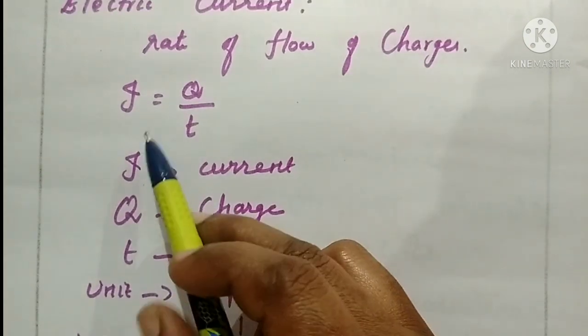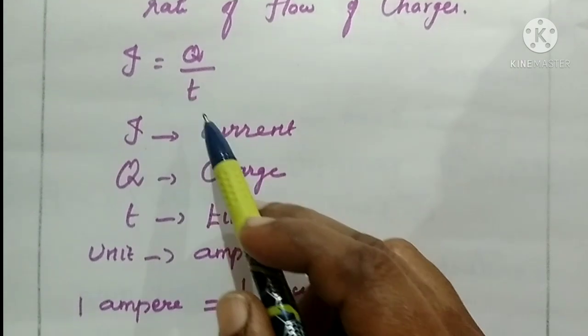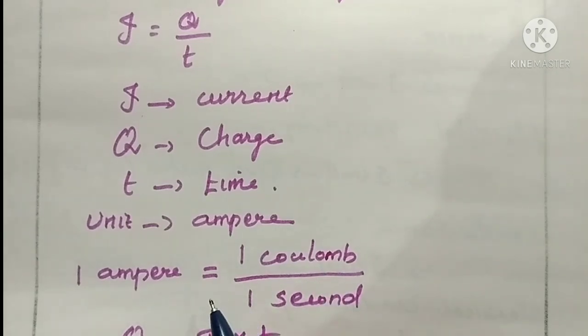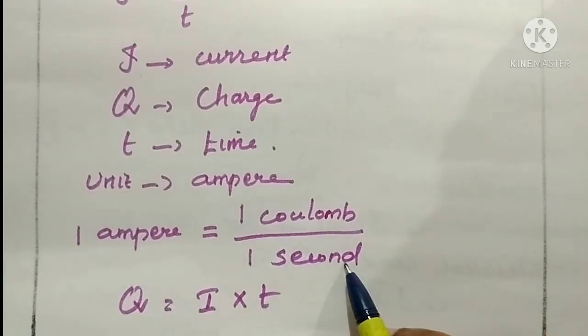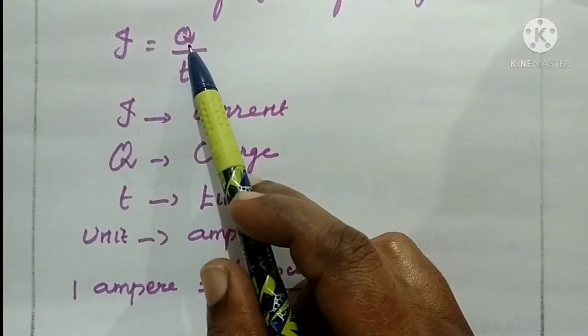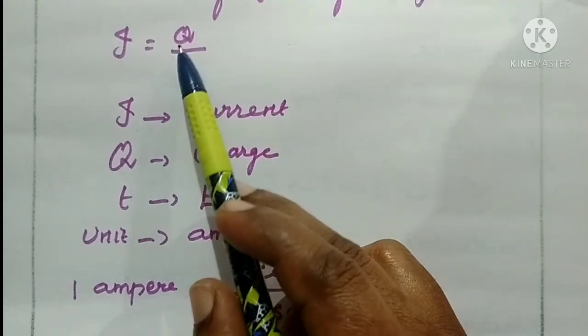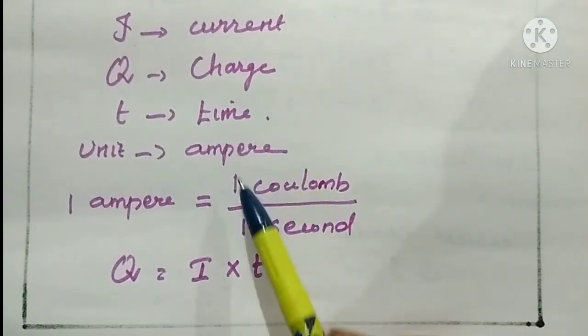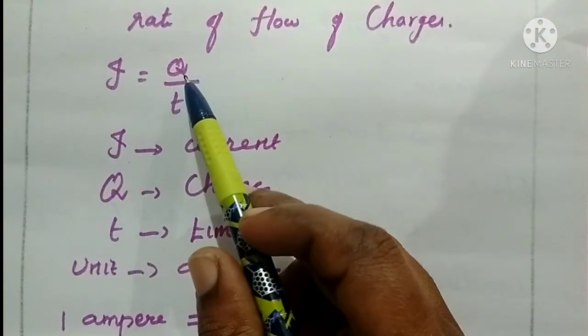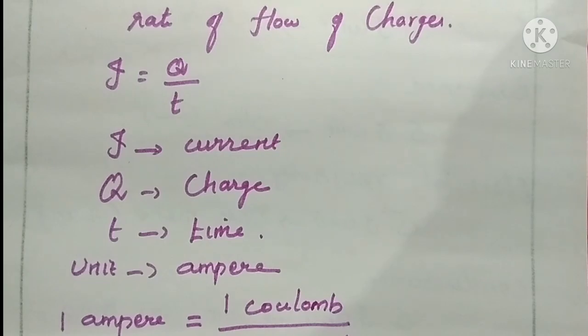Now we are going to define what is 1 ampere. 1 ampere is equal to 1 coulomb by 1 second. That is, if 1 coulomb of charge flows per 1 second, that is called 1 ampere of current. Now suppose they ask you to find the charge. Charge is equal to current into time, Q is equal to I into T, and current I is equal to charge by time.